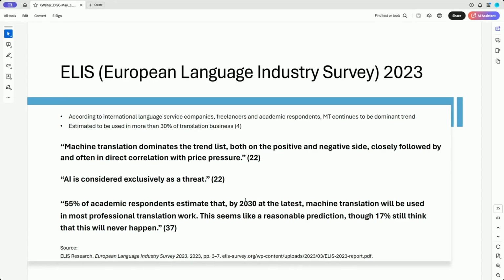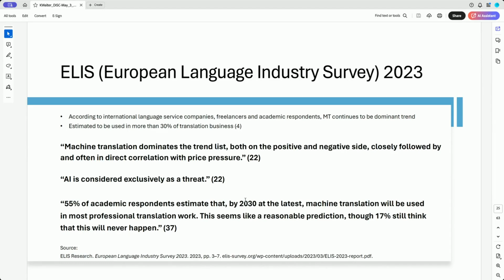Machine translation dominates the trend list, both on the positive and the negative side, closely followed by and often in direct correlation with price pressure. So in other words, machine translation is perceived as enhancing productivity, but it's also perceived as something that makes it difficult for language service providers to charge fair rates for their work.